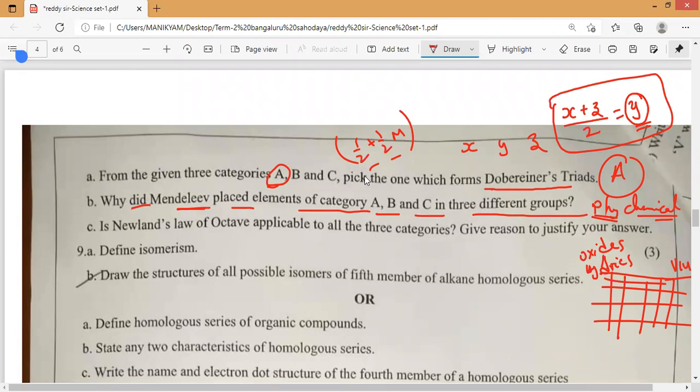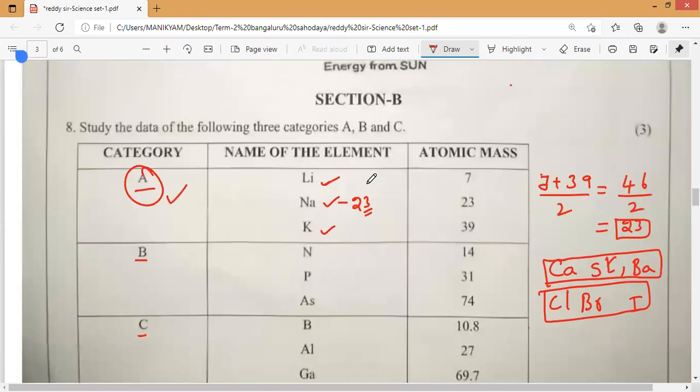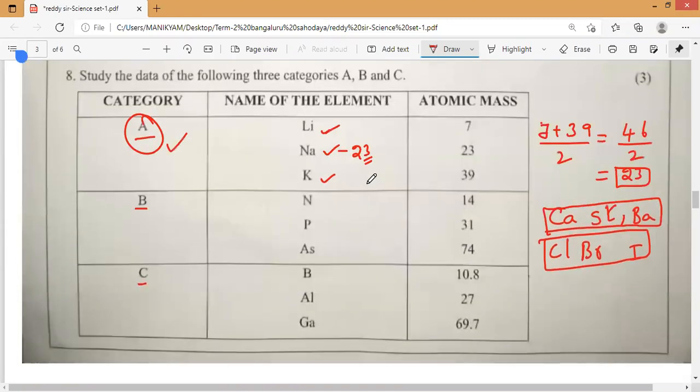Next, is Newlands' law of octaves applicable to all the 3 categories? Give reasons to justify your answer. Anybody? Check it. Newlands', anybody who already knows, they are saying that it is applicable to all the categories. So they are saying that. So why, anybody?